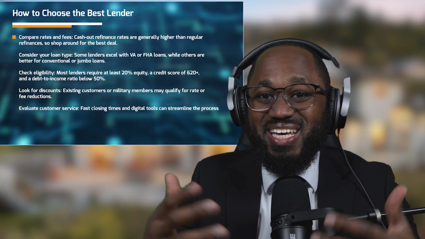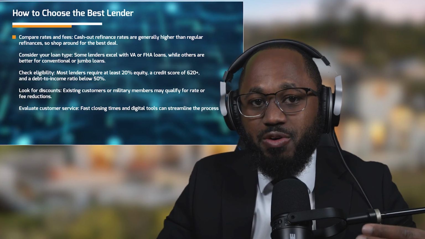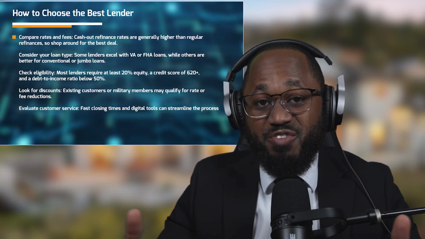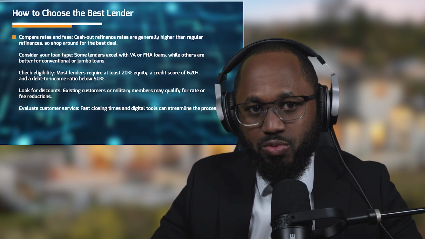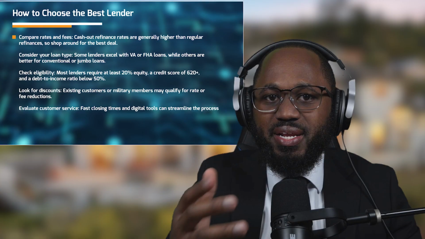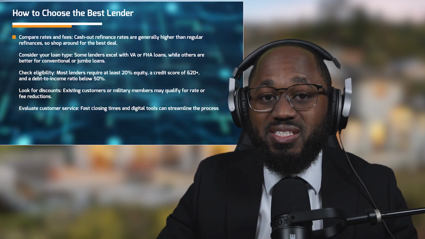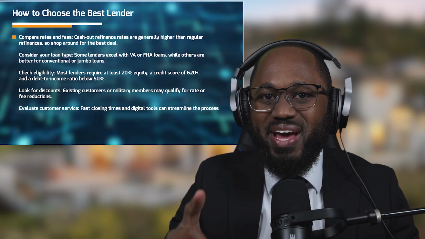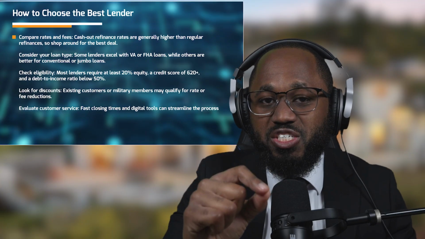Compare rates and fees. Cash out refinance rates are generally higher than regular refinances, so shop around for the best deal. Consider your loan type. Some lenders excel with VA or FHA loans, while others are better for conventional or jumbo loans. Check eligibility. Most lenders require at least 20% equity, a credit score of 620 plus, and a debt to income ratio below 50%.